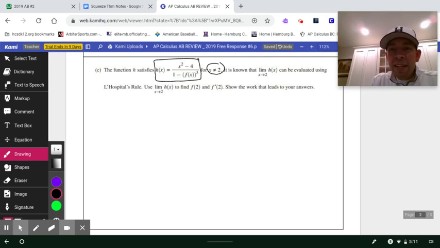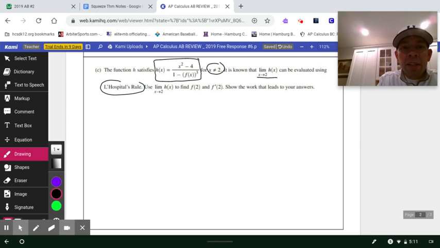Now, instead of saying, hey, evaluate the limit, they just said the limit can be evaluated using L'Hopital's rule. And what that means is you're running into what's called the indeterminate form. So when they said you could use L'Hopital's rule, they're basically saying the limit as x approaches 2 of h of x is 0 divided by 0.